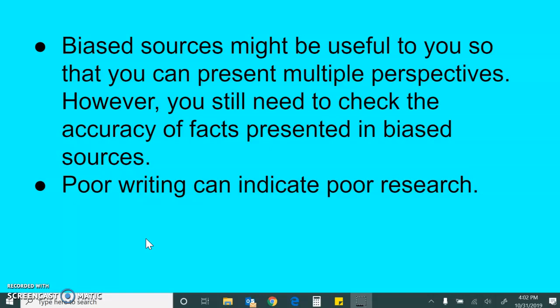Also, we look at the quality of the writing of sources because poor writing can indicate poor research. That's not a guarantee, but if someone hasn't taken the time to present their ideas well, perhaps they didn't take the time to make sure all the information in their source was accurate either.